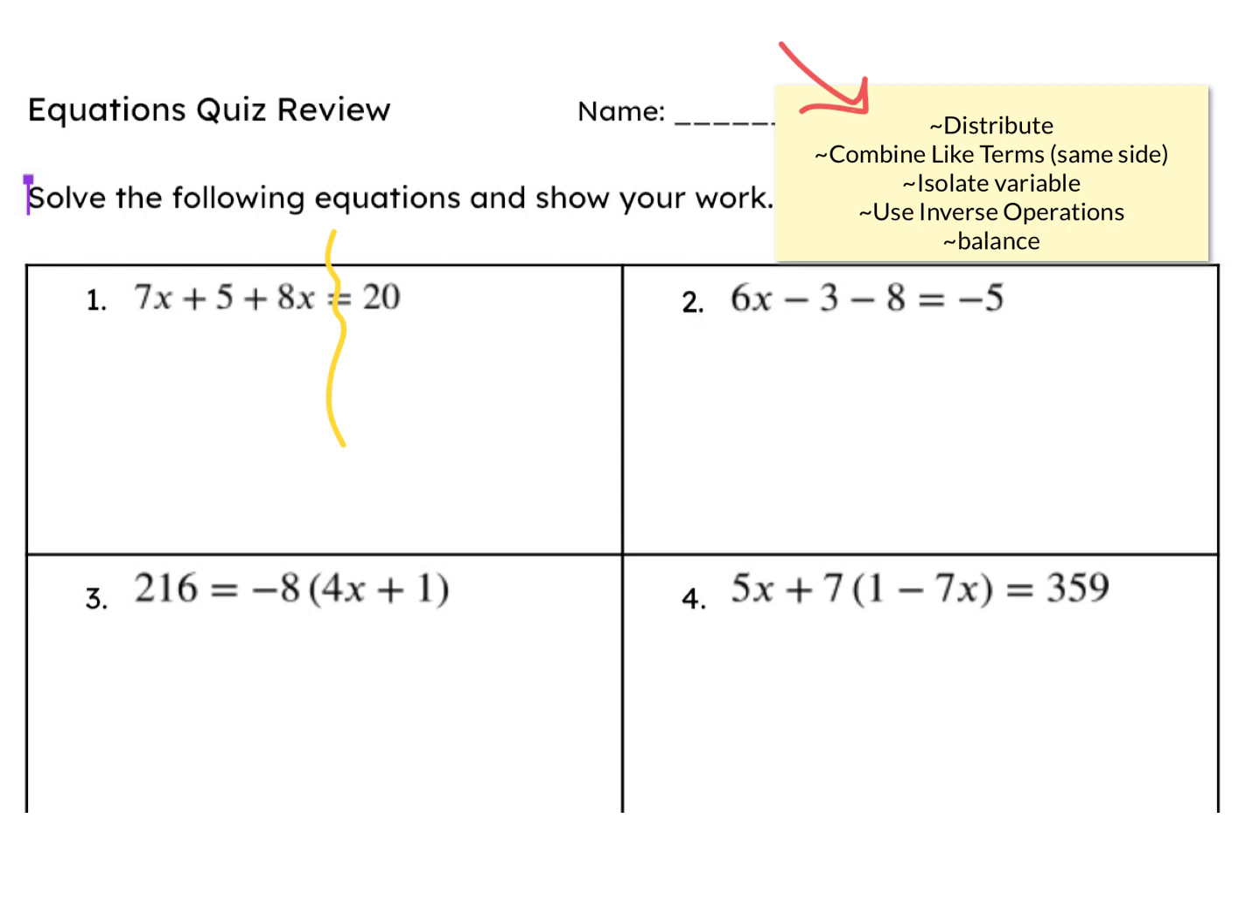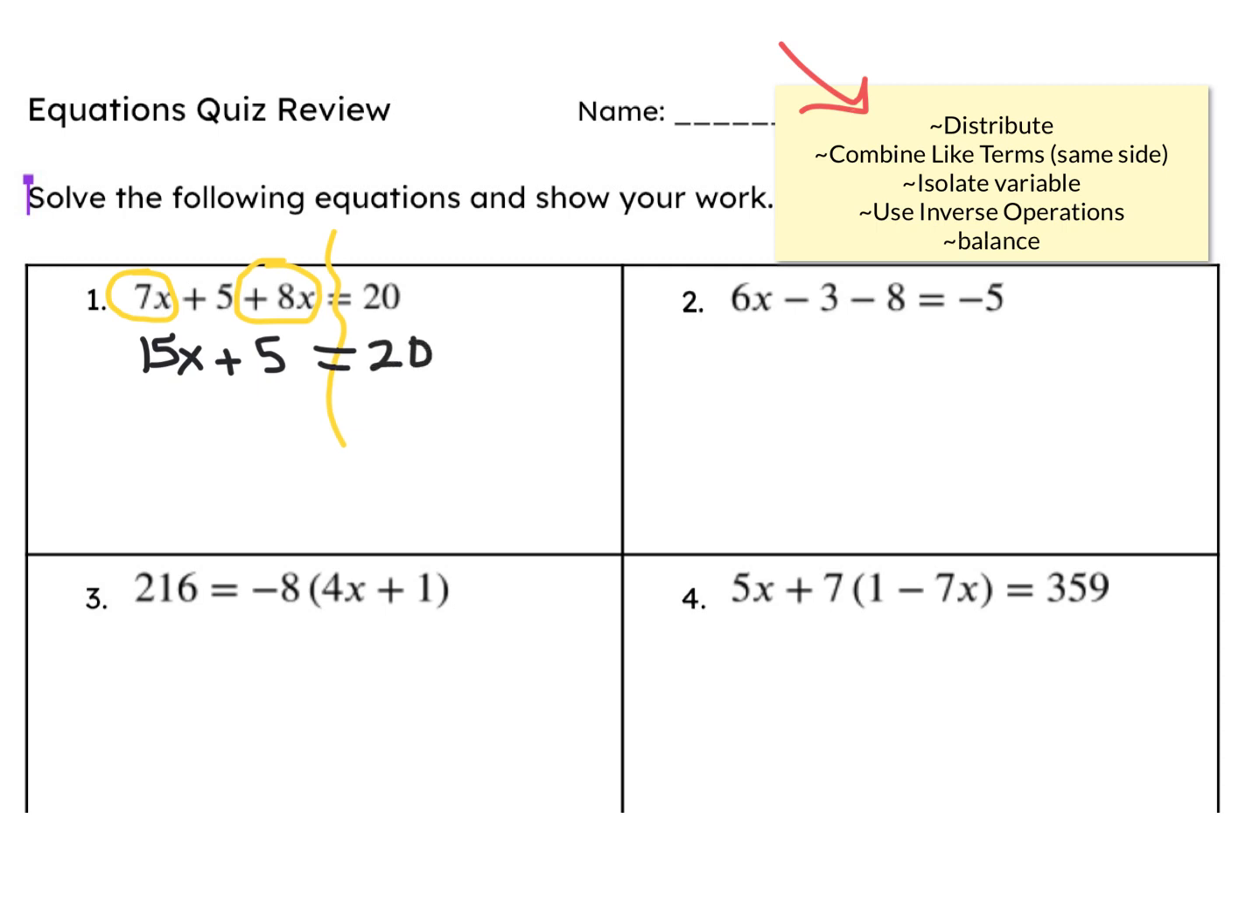So beginning our first equation, I don't see any parentheses, so there is not a distributive property here. The next step is combining like terms. So here I do see some like terms: 7x plus 8x. Pay attention to the sign that comes in front of those numbers as well. So 7x plus 8x, that's 15x. And then bring everything else down.